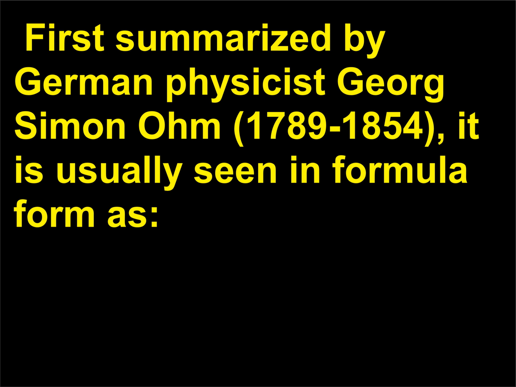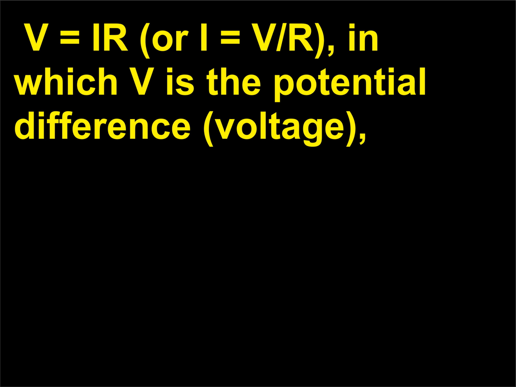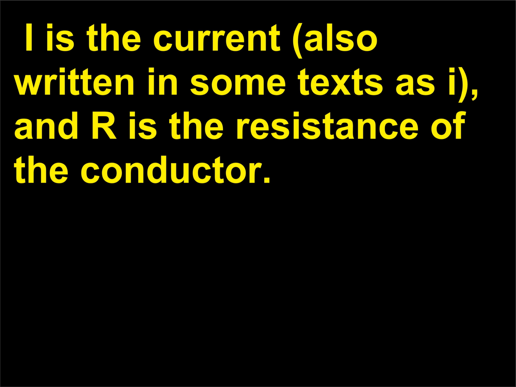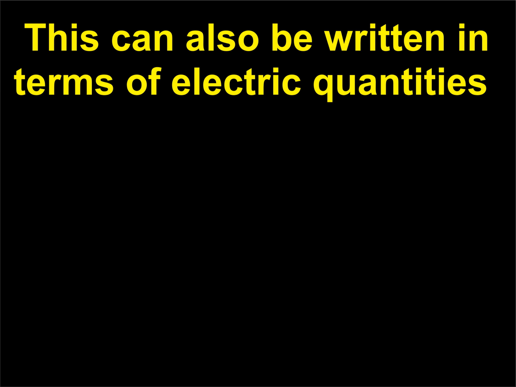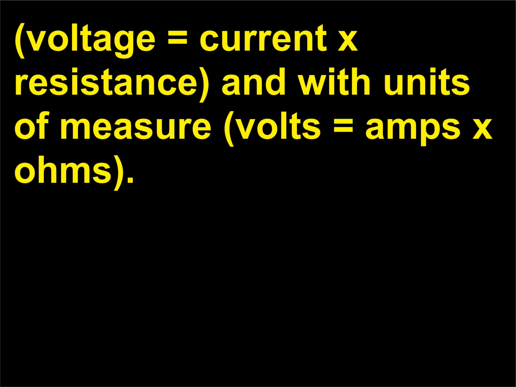First summarized by German physicist Georg Simon Ohm (1789 to 1854), it is usually seen in formula form as V = IR, or I = V/R, in which V is the potential difference, voltage, I is the current, also written in some texts as i, and R is the resistance of the conductor. This can also be written in terms of electric quantities: voltage equals current x resistance, and with units of measure, volts equals amps x ohms.